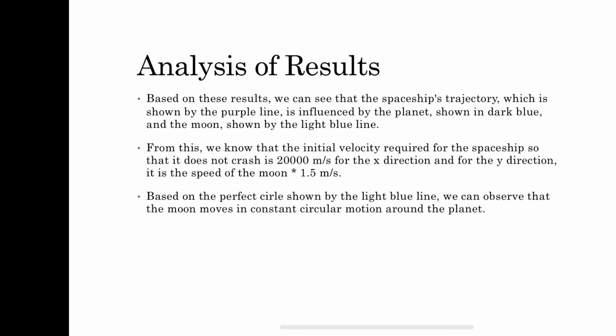From this, we know that the initial velocity required for the spaceship so that it does not crash is 20,000 meters per second for the x direction, and for the y direction, it is the speed of the moon times 1.5 meters per second. Based on the perfect circle shown with the light blue line, we can observe that the moon moves in constant circular motion around the planet.